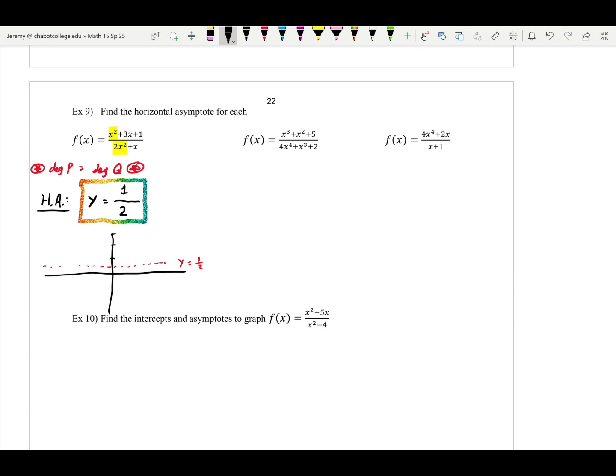For the second function, again, looking at the degree, it looks like the numerator is degree 3, the denominator is degree 4. So for this one, the degree of p is less than the degree of q, the denominator. So this is kind of the easy case. For this one, the horizontal asymptote is just going to be equal to 0. So it's going to be the line y equals 0. In other words, the x-axis.